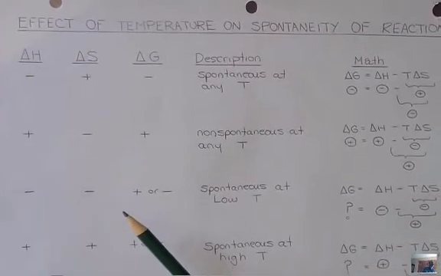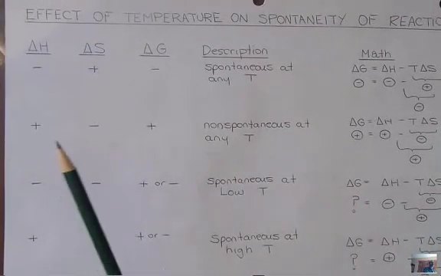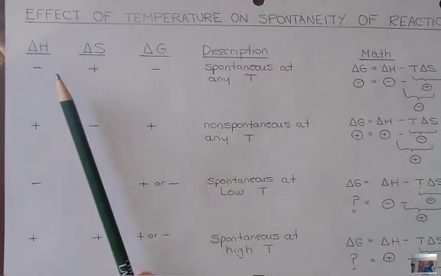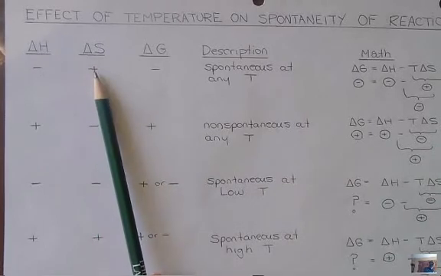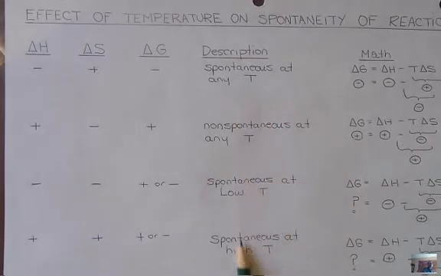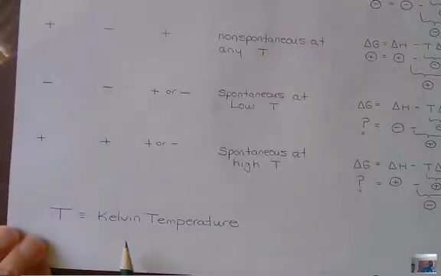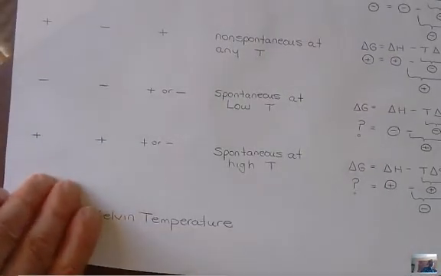Look for multiple choice questions where I ask you, under what conditions is a chemical reaction spontaneous? When delta H is negative and delta S is positive, there are four different cases. And here are the answers. So you've got to memorize that. And again, all the temperatures in this whole chapter are always in Kelvin.